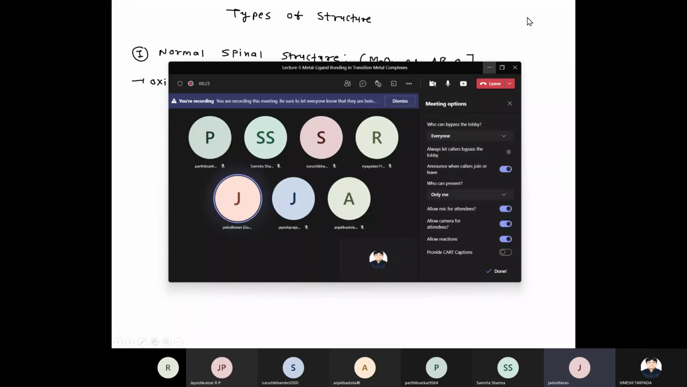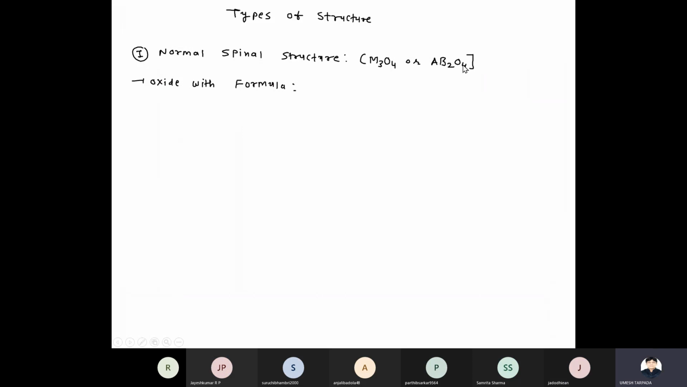Okay, so now let's see how to classify the different structures, whether it is spinel or inverse spinel. You can say it's an AB2O4 type structure with molecular formula AB2O4, and it may be an M3O4 type oxide. That means there are 3 metals and 4 oxygens.